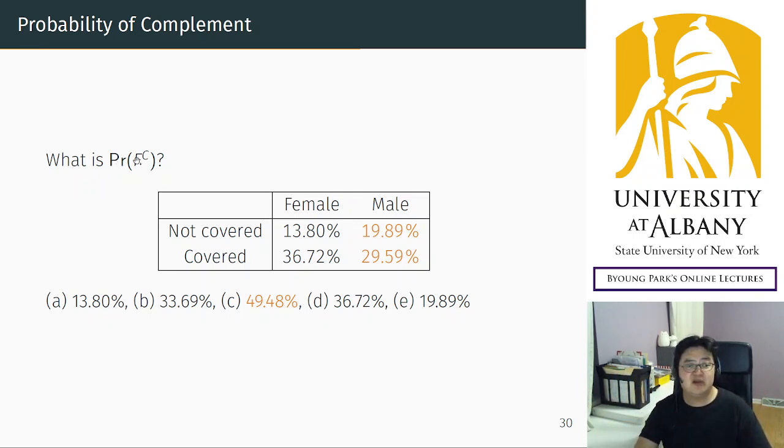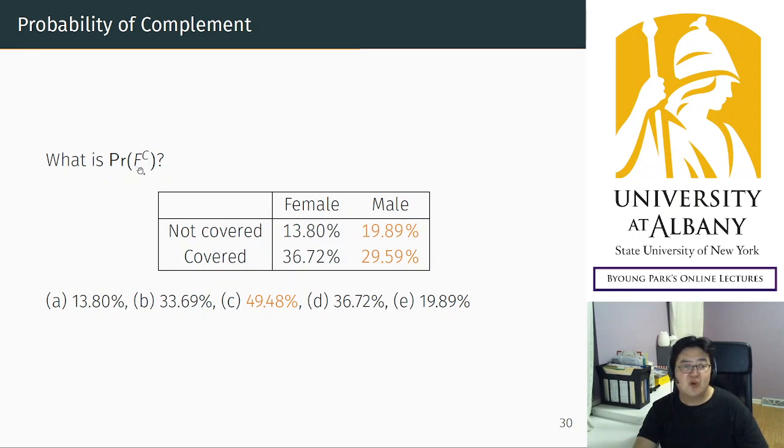What is the probability of F complement? The answer is pretty simple. The answer is here, and the answer is the male. So F complement means male, not included in female. So in this case, I don't care whether he has health insurance or not. Health insurance is not of our interest.